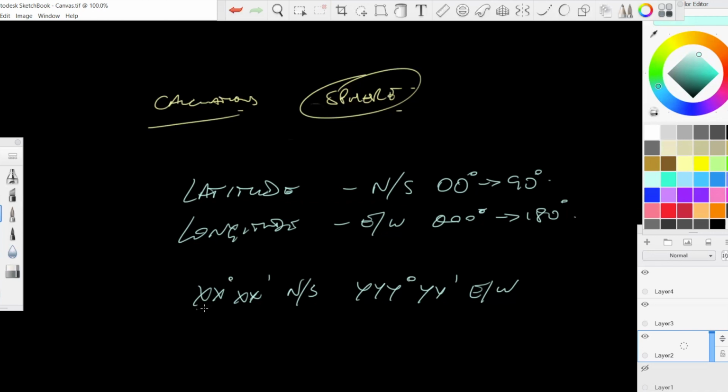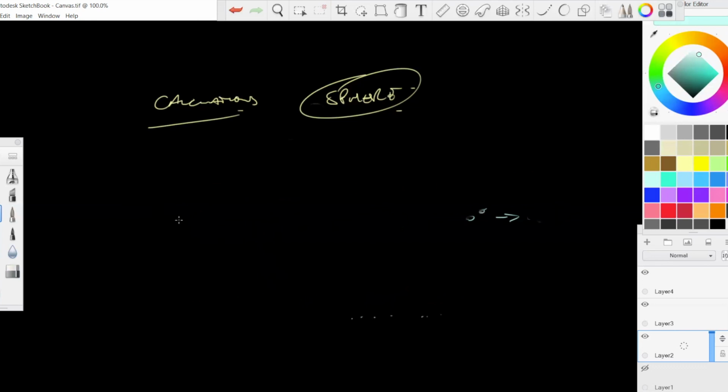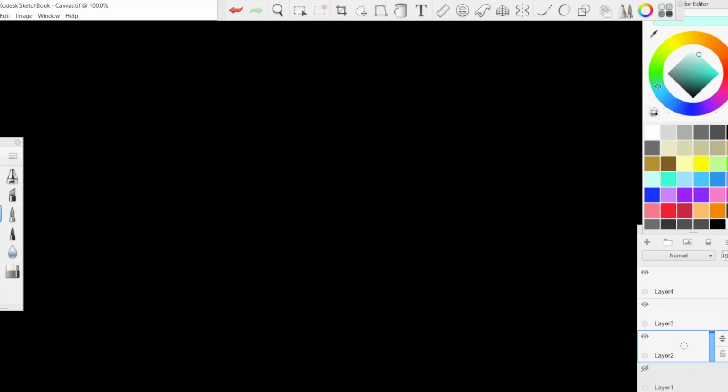Then, if we're doing it to the nearest minute, we'll always have 2 figures of degrees and 2 figures of minutes, even if both are 0. For longitude, it's 3 figures of degrees and 2 figures of minutes, and then east or west. So you have to be very strict with that. Okay, so that's about the form of the Earth.